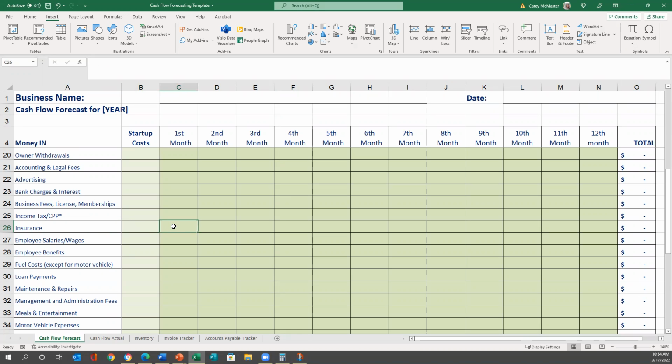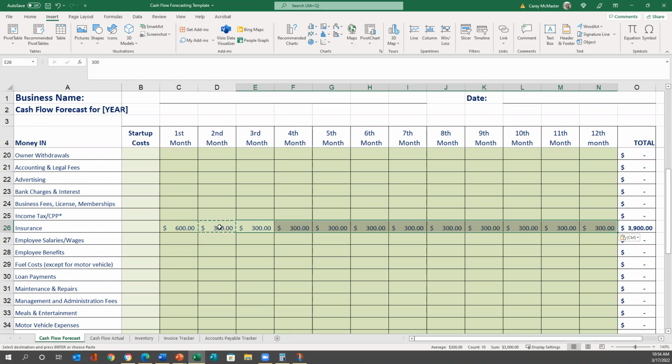So I know that with any insurance policies that I have, I'm going to be paying the premiums monthly. So the first month I'm going to have to pay first and last month insurance, which ends up being $600. Again, this is for a commercial vehicle and commercial insurance. And then I'm going to be paying $300 a month for the rest of the year. So again, Control C, you can copy that cell. Control V, you highlight the cells and you can paste it in.